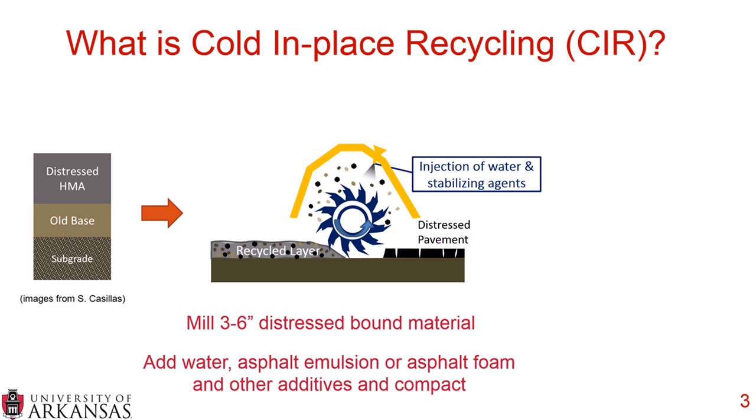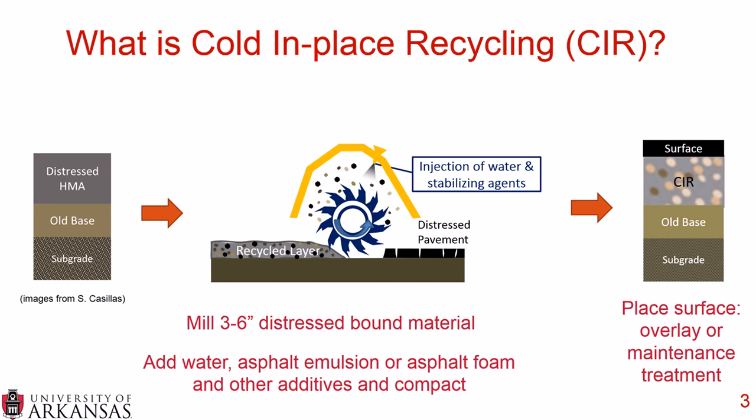new recycled layer. You then compact that layer and place a surface course or some sort of maintenance treatment on top of the CIR. So your new pavement structure is your subgrade and your old base. There could still be some existing HMA layer, but then you have the CIR layer, and on top you have some sort of surface course.